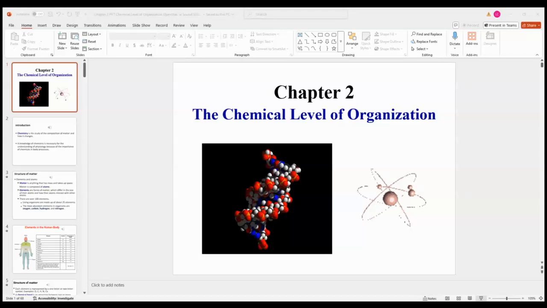Then this word isotopes, you may have heard that word before. These are atoms of the same element, but they have different numbers of neutrons. So the number of protons is always the same for an element. And I said the number of electrons is normally the same as the number of protons, but it can change because atoms can lose or gain electrons. But the number of neutrons can also vary. So in most elements, there are isotopes.